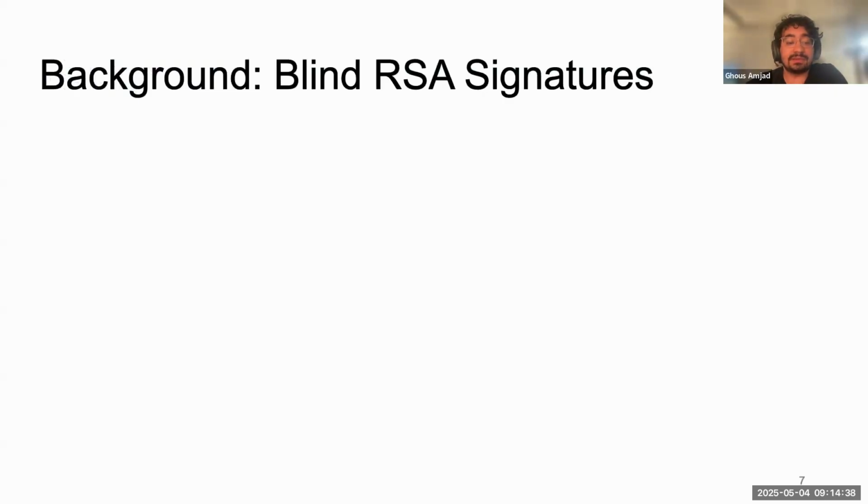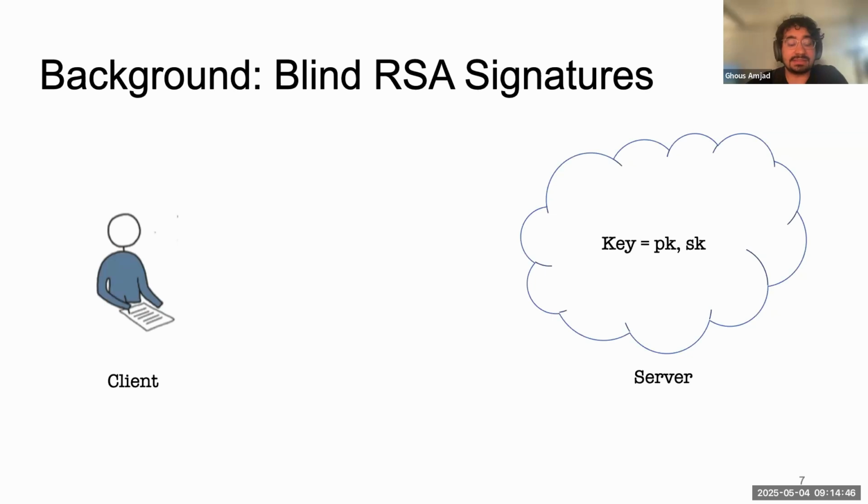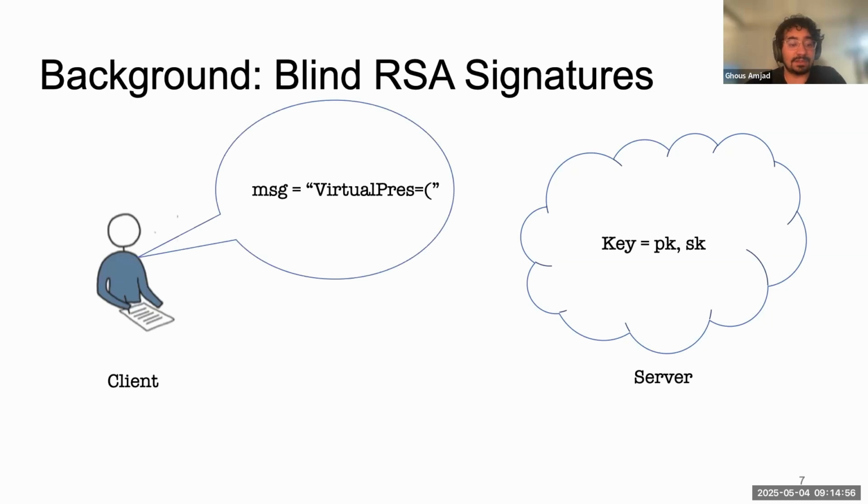So there are typically 3 different roles in a blind signature scheme. One is the user or client that is requesting the signature. The other is the server or the signer that issues the signature, who publishes the public key and holds the secret key. And then, for example, let's say the client has a message, a virtual presentation with a sad face, that it wants to send to the server without revealing it to the server.